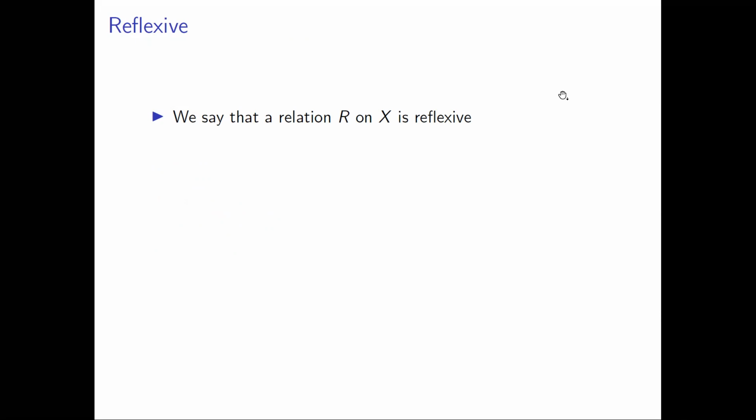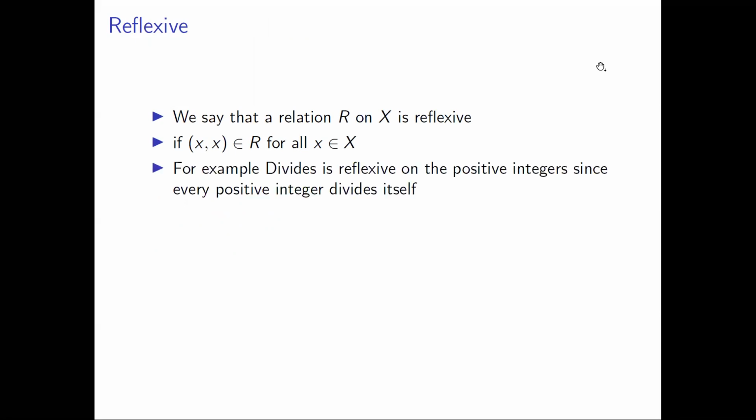We say that a relation R on the set X is reflexive if x comma x is an element of R for all x in our set big X. We can consider some of the earlier examples we saw and see which of them were reflexive. For example, the relation divides is reflexive on the positive integers because every positive integer divides itself. If you take a positive integer n, n divides n, because you can write n as 1 times n.